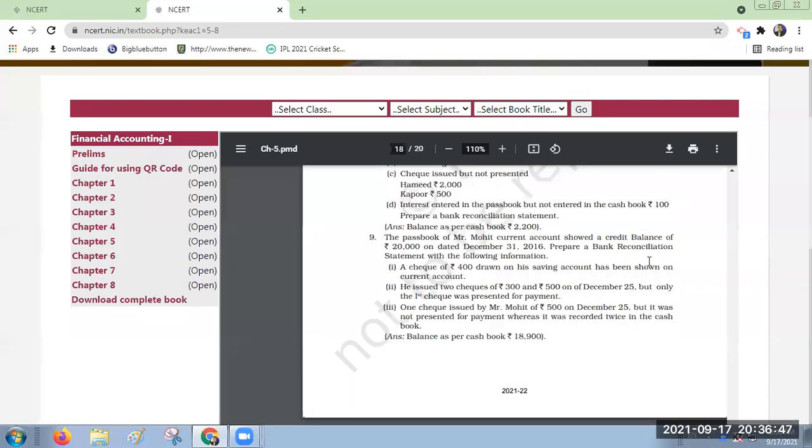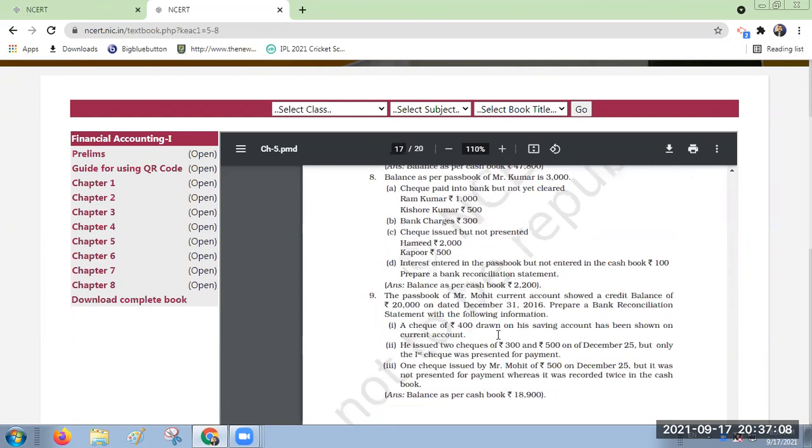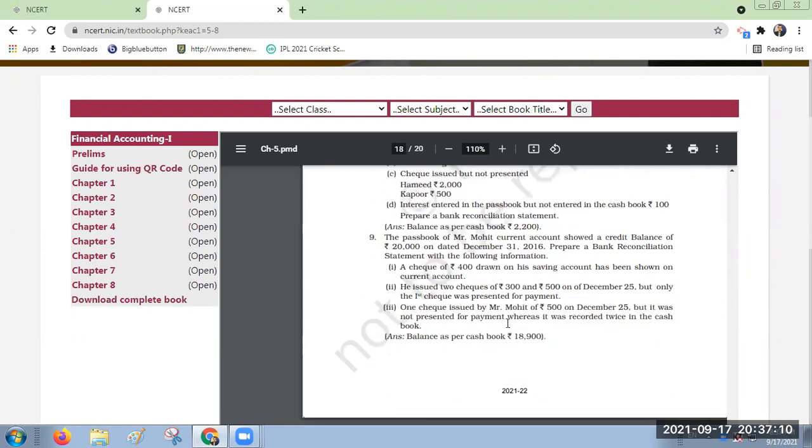Okay, welcome back to NCERT 11th class Financial Accounting 1 class. In the previous class, we have seen problems up to number 8 in bank reconciliation statement, that is the 5th chapter. Today we will do the next problem, that is the 9th problem.